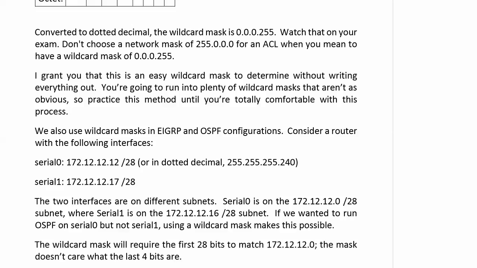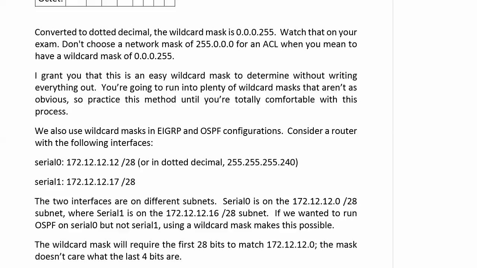Now, again, I grant you, this is an easy wildcard mask to determine without writing everything out. You're going to run into plenty of wildcard masks that aren't as obvious, that don't end at the very end of an octet. So practice this method of writing it out until you're totally comfortable with the process. The reason we use them in protocols, with EIGRP and OSPF in particular, let's look at a router with the following interfaces: 172.12.12.12/28 and then serial 172.12.12.17/28. Well, the 2 interfaces are on different subnets.